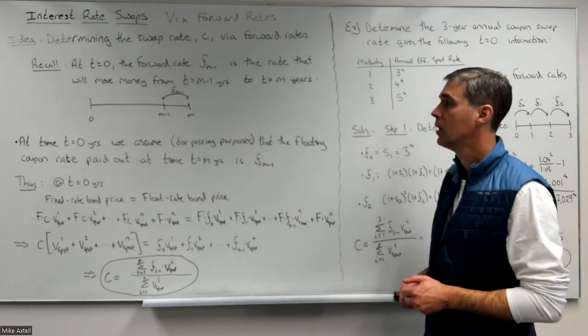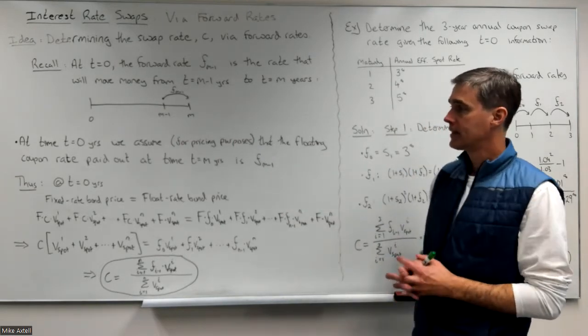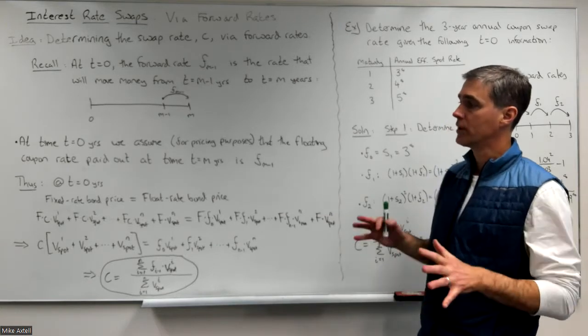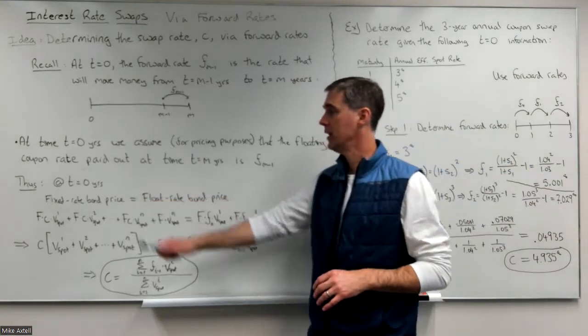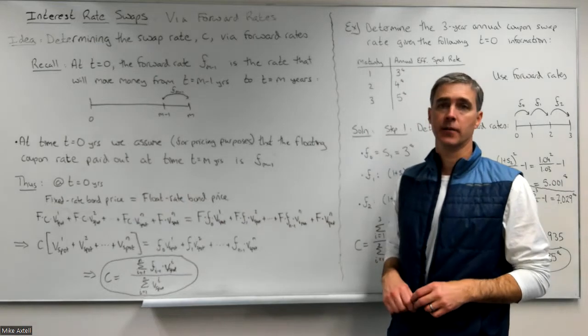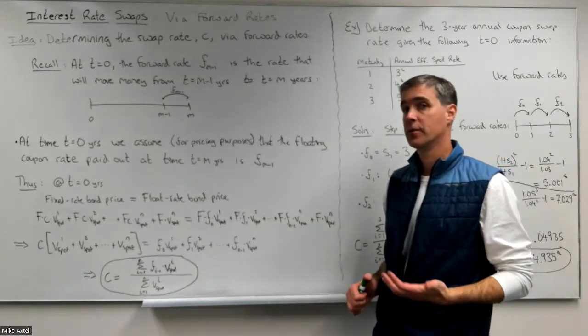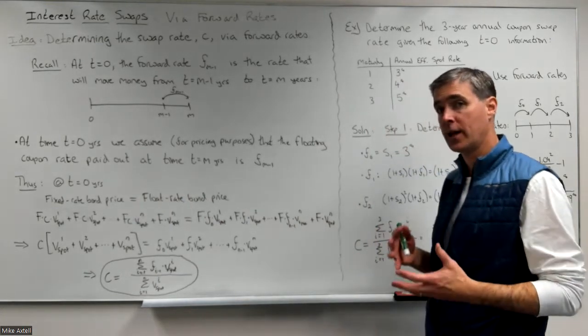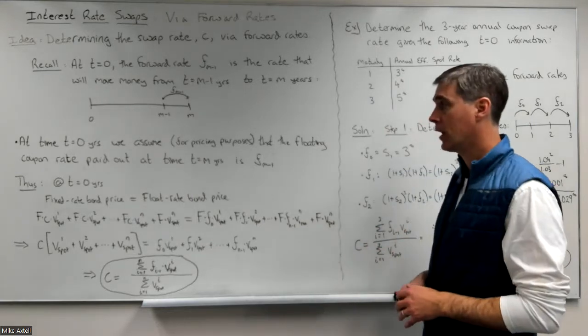All right. At time t equals 0, we're going to set the fixed rate bond price equal to the float rate bond price, because if you recall, that's one of the assumptions about an interest rate swap. The two bonds at time 0 have the same value, same price.